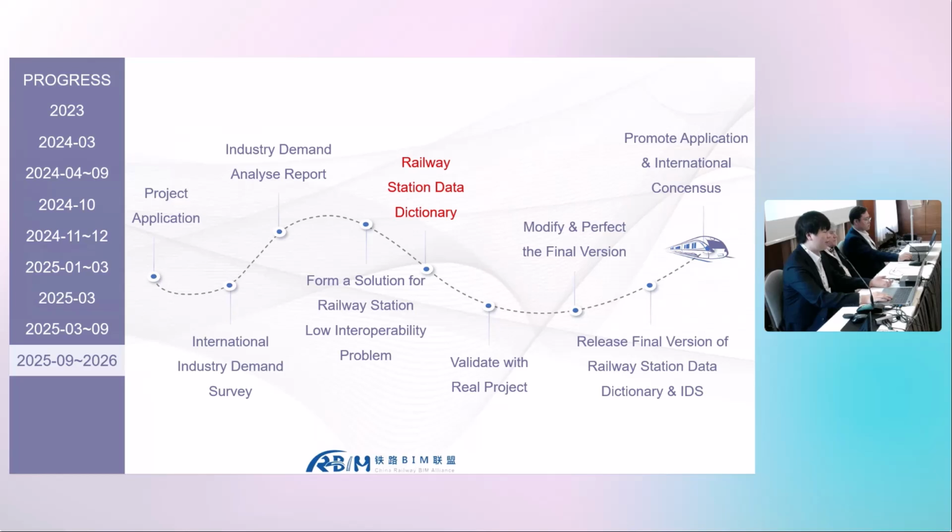For the whole progress, we are in the middle of the process. Right now, we have our railway station data dictionary. The draft version has been made, and the rest of what we need to do is validate with real projects, do the use case management, modify and perfect the final version, release the final version, and promote application and international consistency.